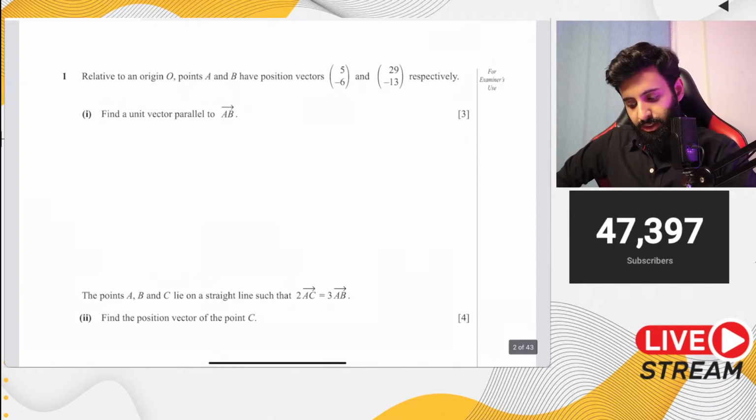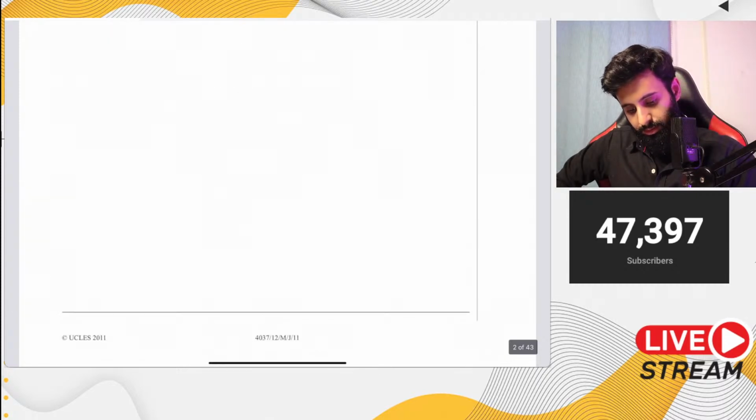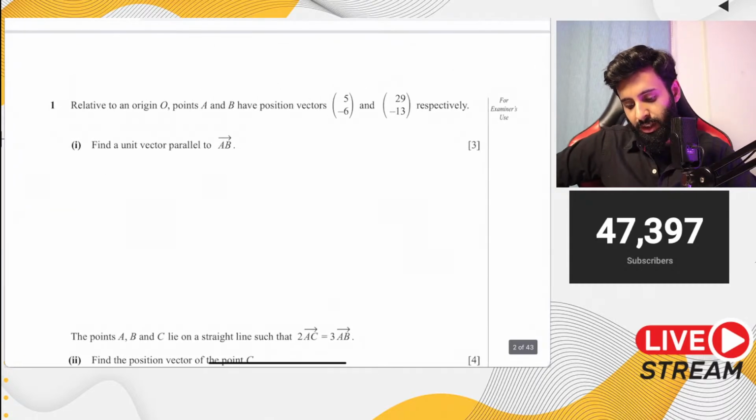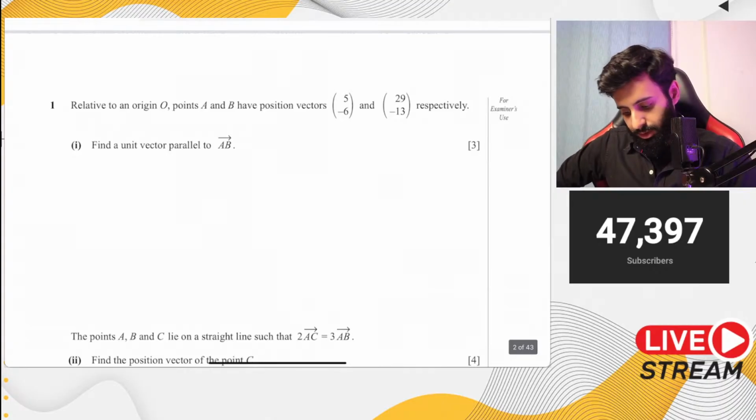So here's a question, like I said, from May June 2011, paper 12. It says relative to an origin, A and B have position vectors so and so. So that means the first vector that you're looking at is actually OA, which is 5 and minus 6. And OB is 29 and minus 13.